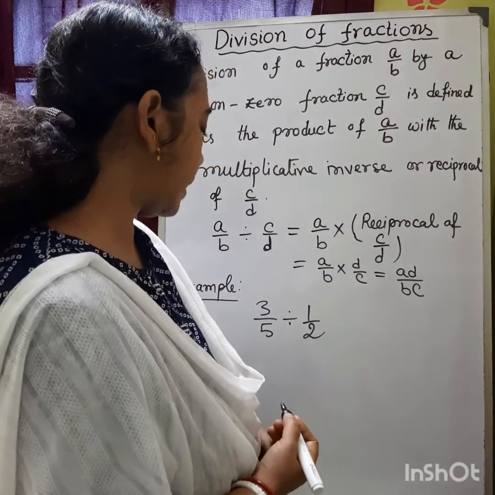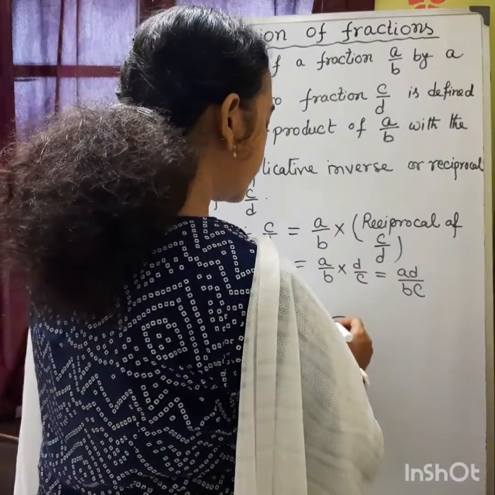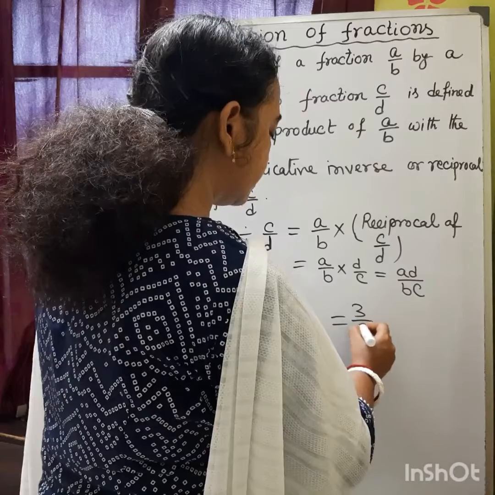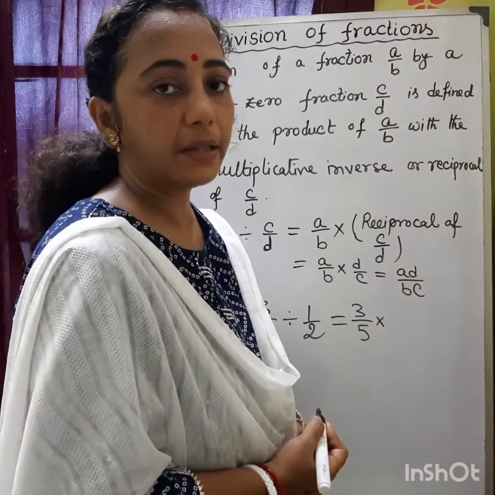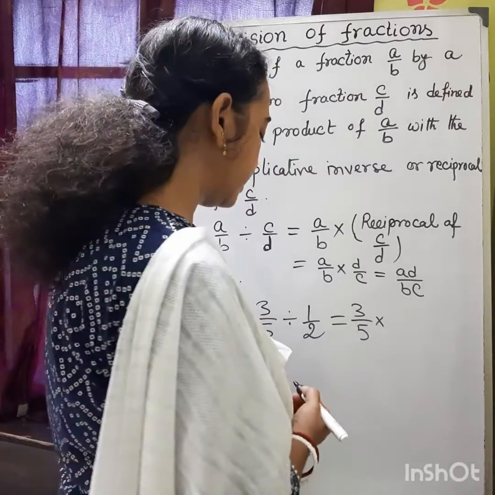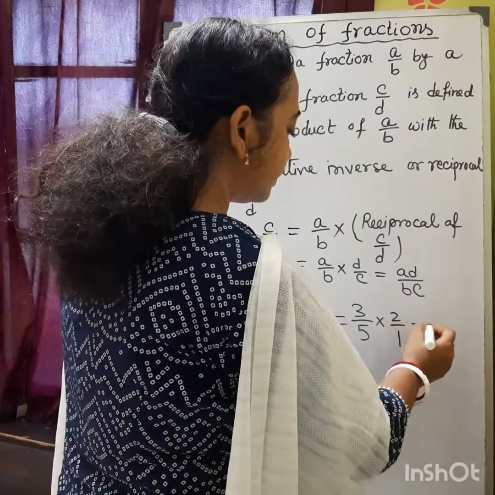Let us take one example, 3 by 5 divided by 1 by 2. Here first we write 3 by 5, that is the dividend. Then we put the multiplication sign. Then we find the reciprocal of the divisor, that is 1 by 2 becomes 2 by 1. So now we simply multiply them.